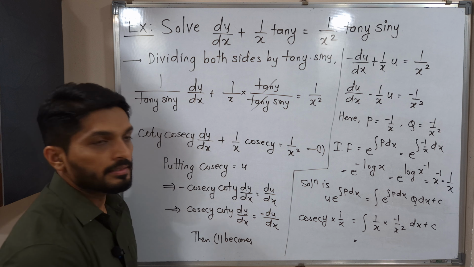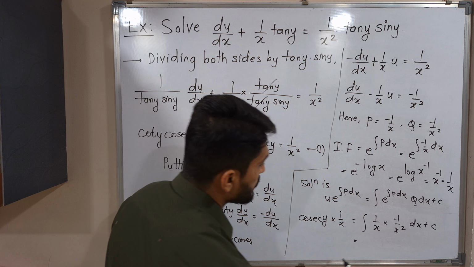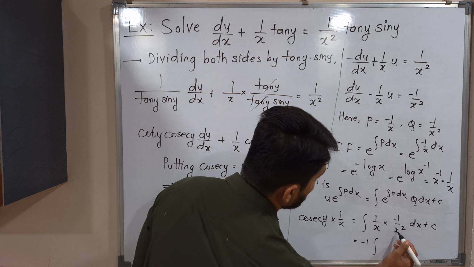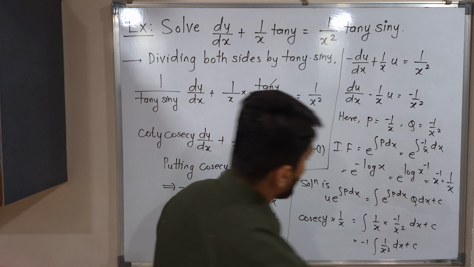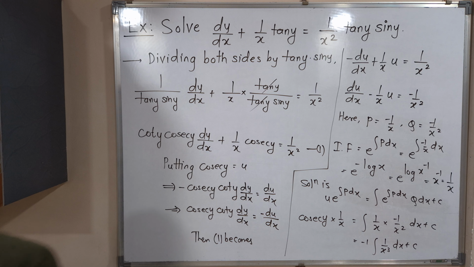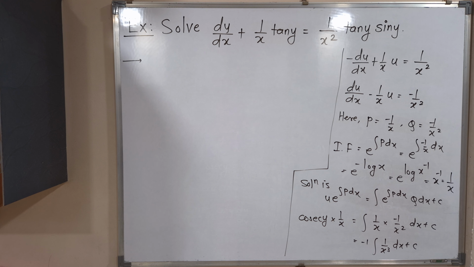The minus sign is a constant, minus 1, so it will come outside. x into x square, you will have x cube, dx plus c. There is no more space to write, so just make a screenshot of it. Then we will move further. Let us simplify it further.